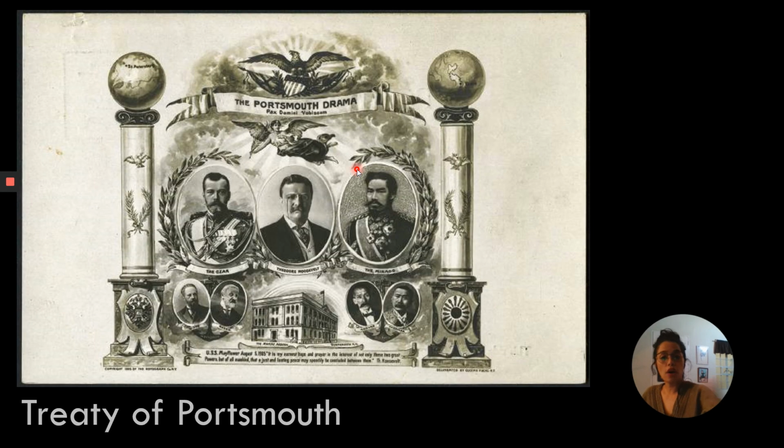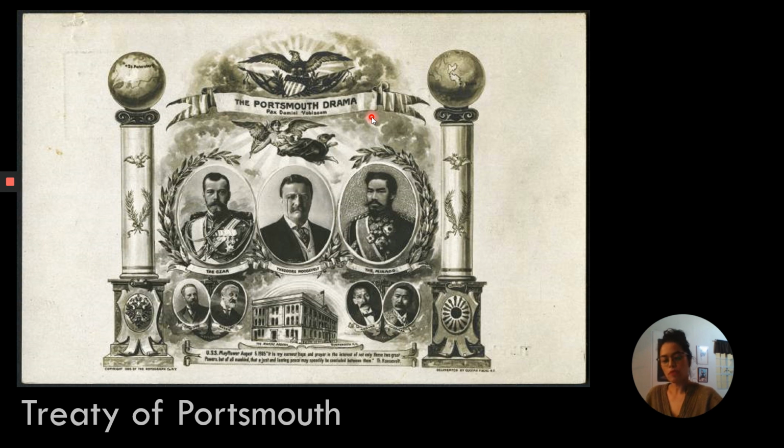Now, the war resulted in the Treaty of Portsmouth. Okay, so we have here Tsar Alexander, we have Roosevelt, and we have Emperor Meiji. Now, the Portsmouth drama, you're going to research about that, God willing, when you do your worksheet.